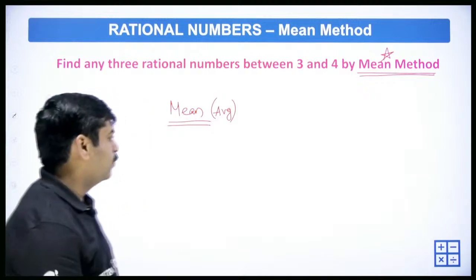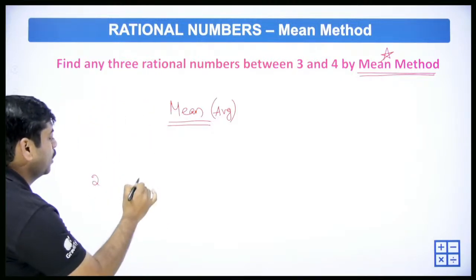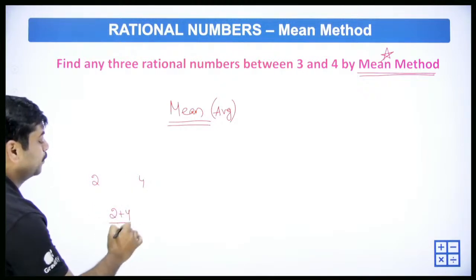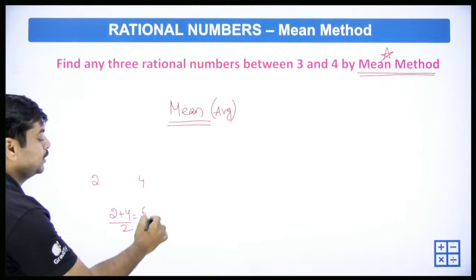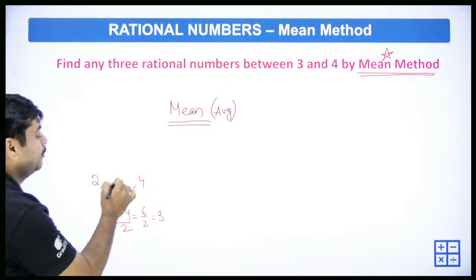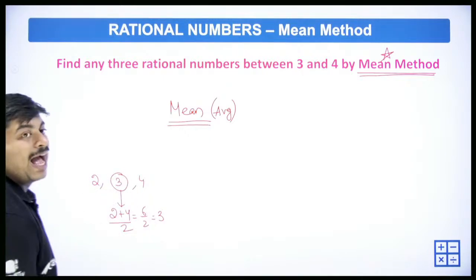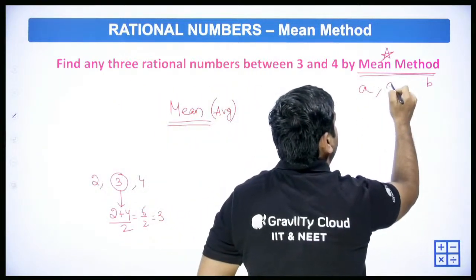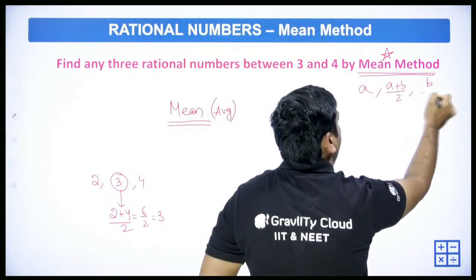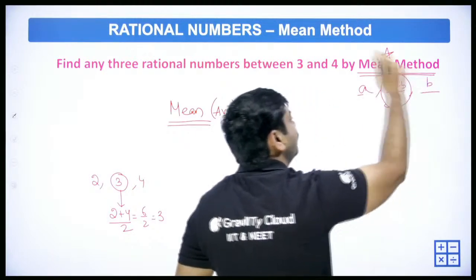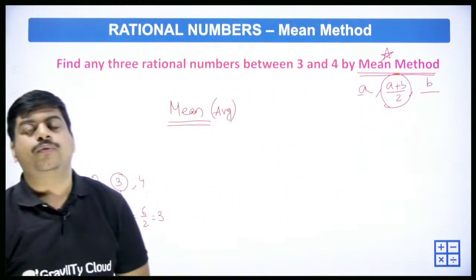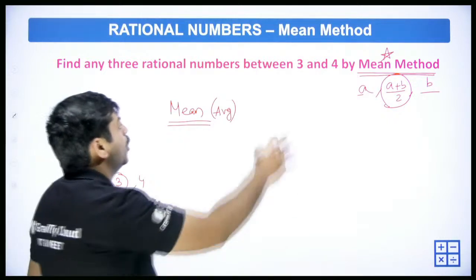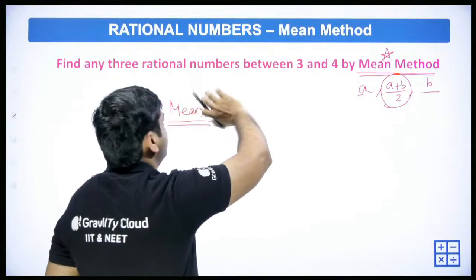I'll give you a small example first of all. Between 2 and 4, to get the number between them, we can do 2 plus 4 by 2. What is 2 plus 4? 6. 6 by 2 is 3. So in between 2 and 4, we have a number 3, which we can get from the average of those two. If we have two numbers A and B, the mean A plus B by 2 will always be a number between A and B. Correct?